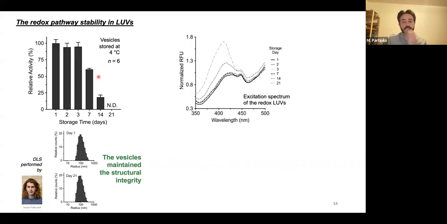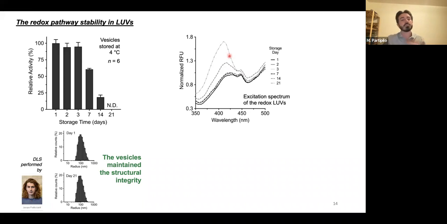For this reason, we started to look not anymore at the hydrodynamic radius, but also at the excitation spectrum of our vesicles. And you can see that the excitation spectrum we were obtaining was mostly conserved, identical after 7 days. But then we started to observe a peak appearing around 400 nanometers. A peak appearing after 14 days, a peak that became more prominent after 21 days of storage.